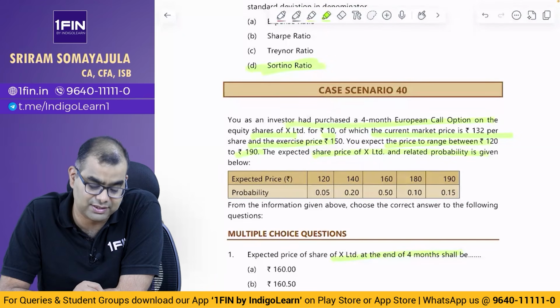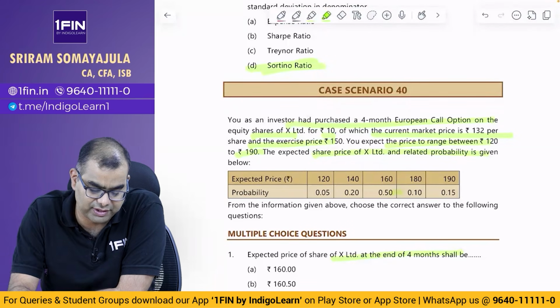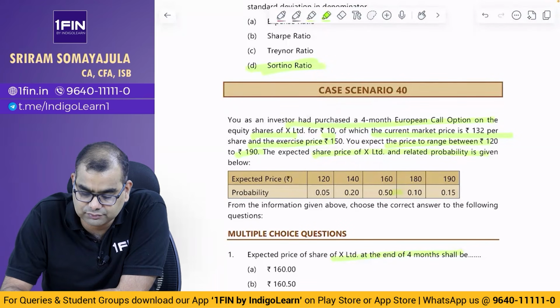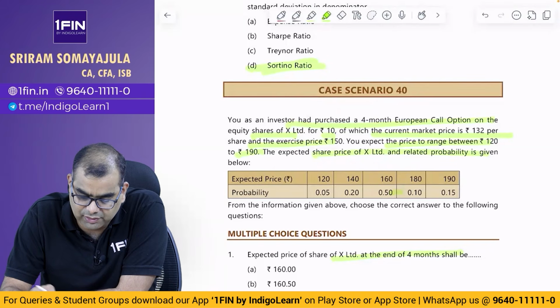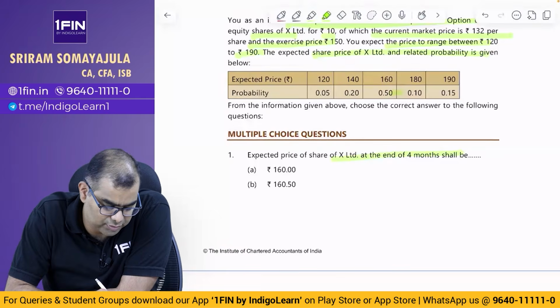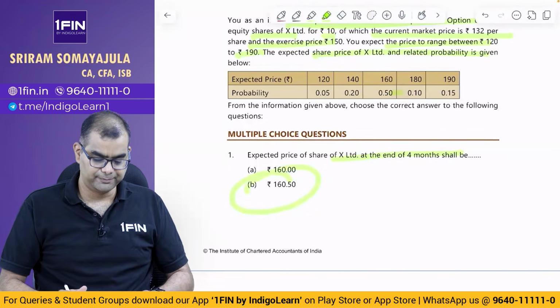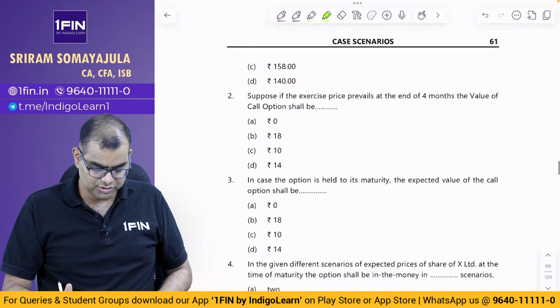So, share price you can directly multiply with probability. 120 into 0.05 plus 140 into 0.2 plus 160 into 0.5 plus 180 into 0.1 plus 190 into 0.15 equals 160.5. Answer is 160.5.